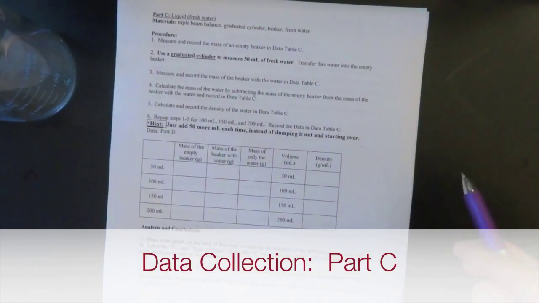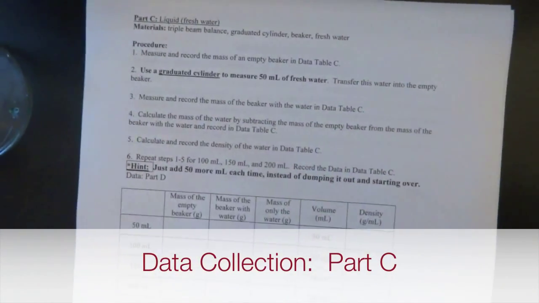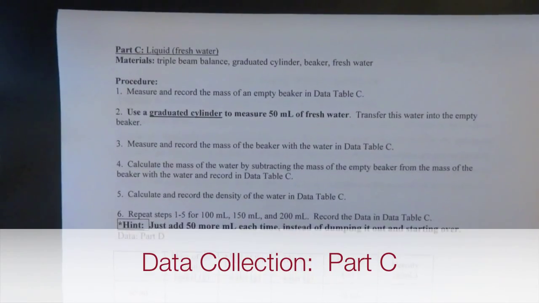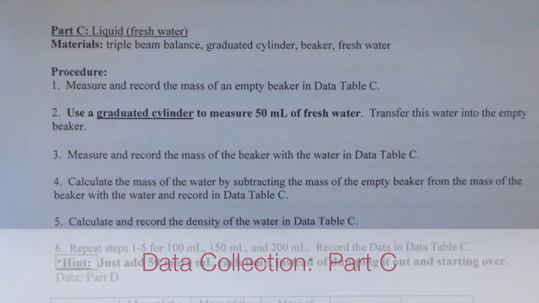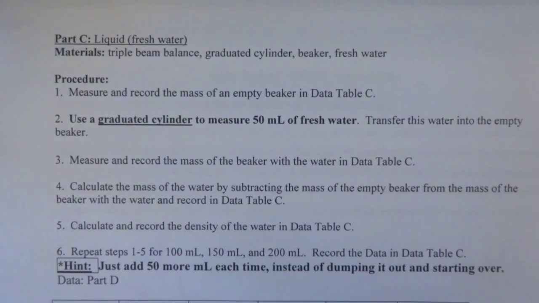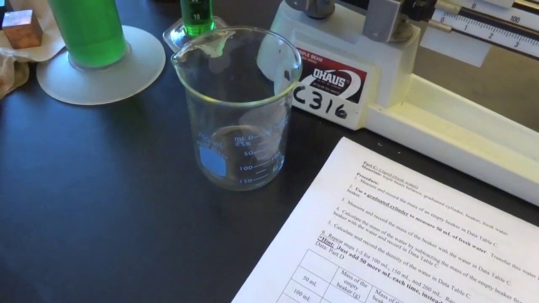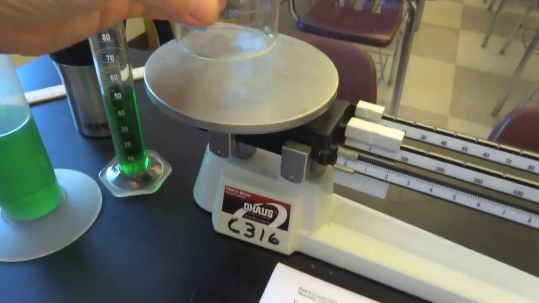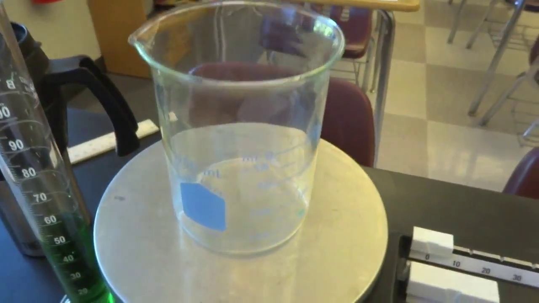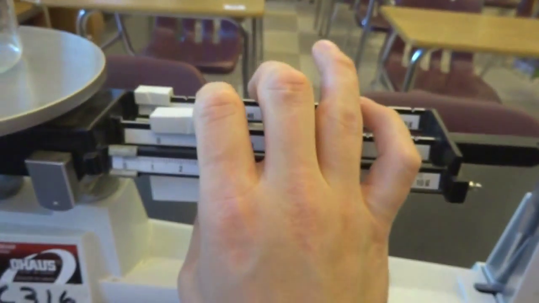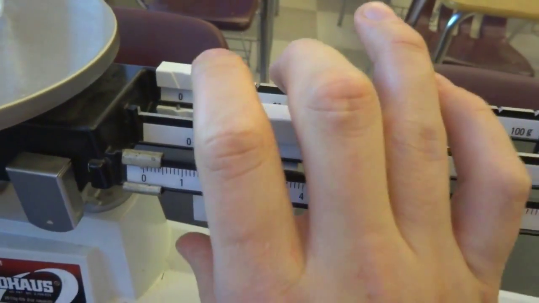Okay, the last part of the lab is part C. We're going to be calculating the density of fresh water. So the first thing we have to do is measure the mass of an empty beaker, because when we try to find the mass of water on a triple beam balance, it's obviously just going to run off. So we need a holding vessel. So I need to find what my holding vessel weighs so I can subtract that mass out every time, because I don't want to know what the density of water in a beaker is. I want to know what the density of just water is.